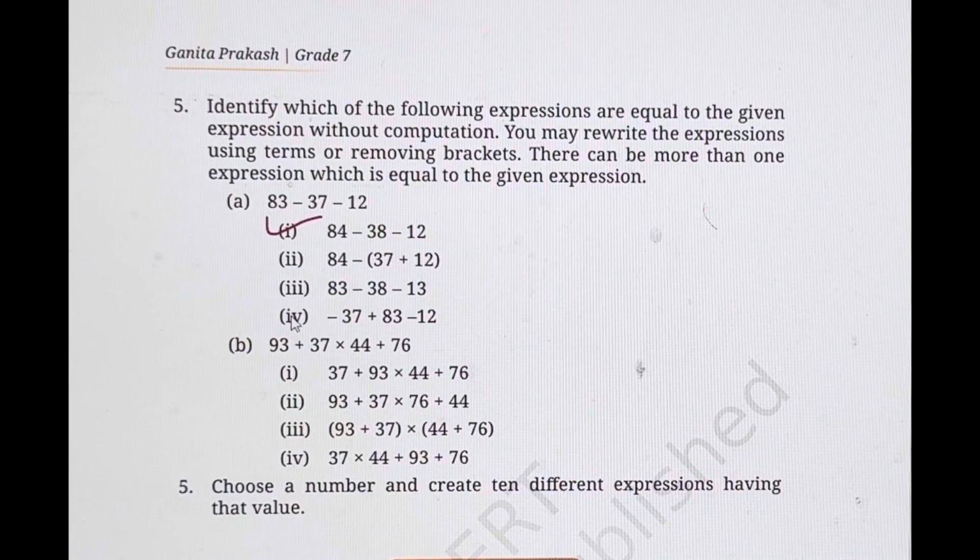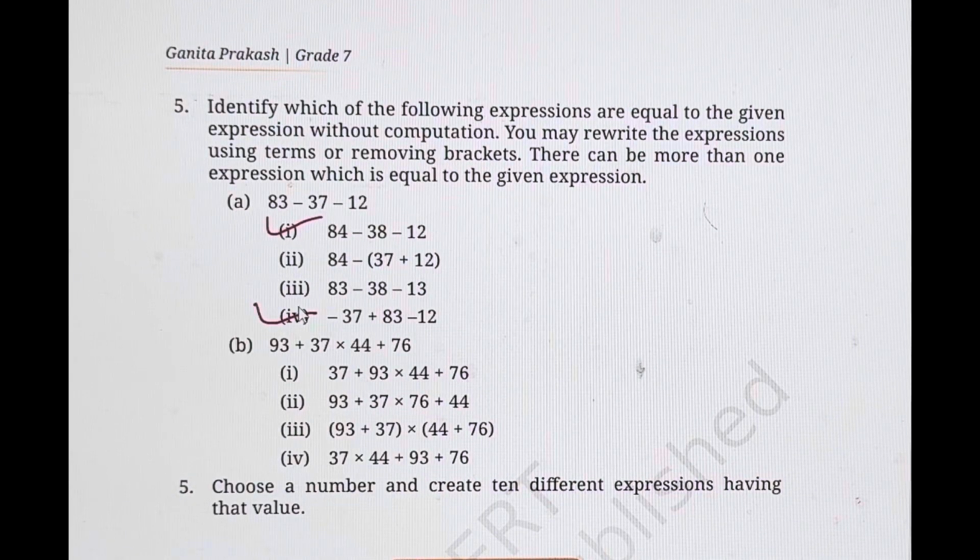If we see the second one, 84 minus 37 plus 12. Right? So here these numbers are kept same, but this is 84, so this cannot be equal. If we see third one, 83 minus 38 minus 13. So here they have kept the first number same and the other two numbers are changed. So again, that will not be equal. Now if we see the fourth one, minus 37 plus 83 minus 12. You see the sign before the number which is preceding. So here it is minus 37, here also minus 37, here minus 12, here minus 12. And 83 is positive in both the cases. So 4 is also same.